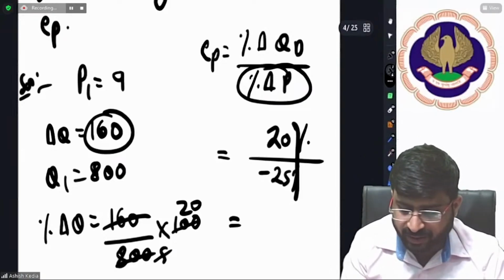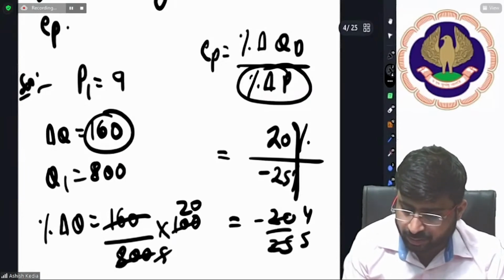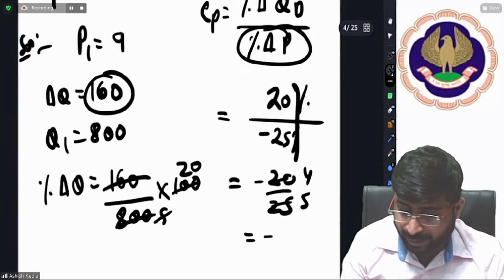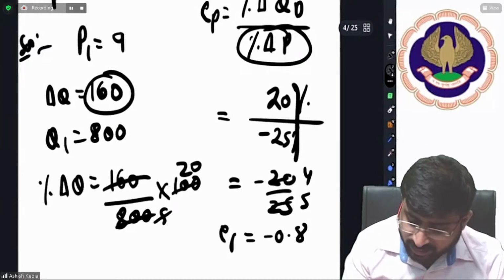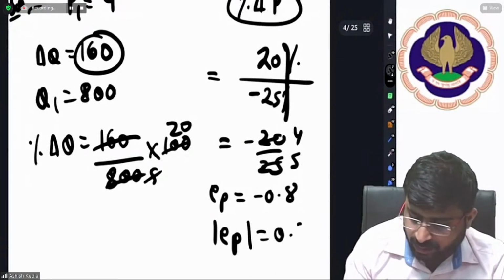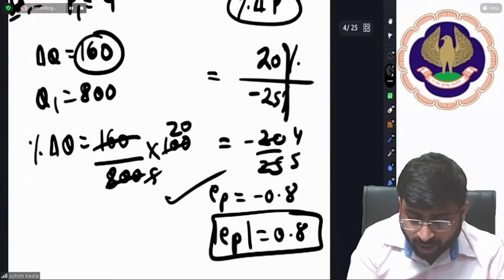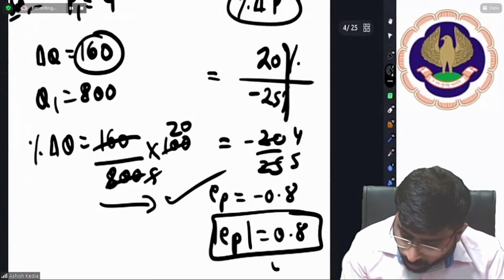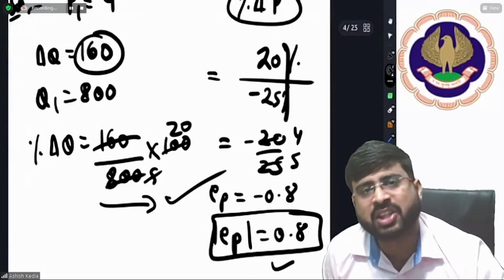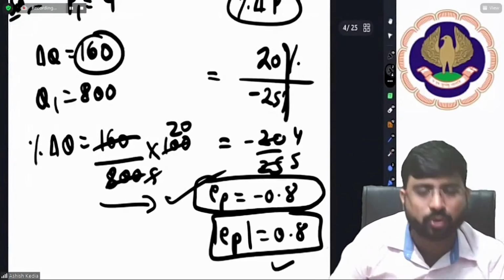So the percentage change in price gives the answer minus 20 by 25, which gives us 0.8, minus 0.8. So yes, price elasticity is minus 0.8, but for the sake of presentation, we will write modulus 0.8. But for all calculations we use this value. Only for presentation we will show modulus. सिर्फ presentation के लिए हम लोग modulus दिखाते हैं, बाकी real value हम लोग हमेशा यही use करते हैं.